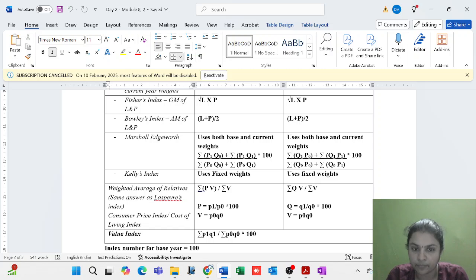Ma'am, when we use Laspeyres, since it is a price index, it is P1 Q0 by P0 Q0 into 100, that formula. Yes, correct. There the weight is Q0, which is the base year weight.